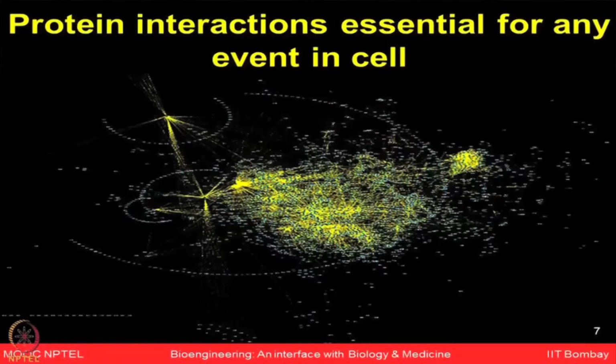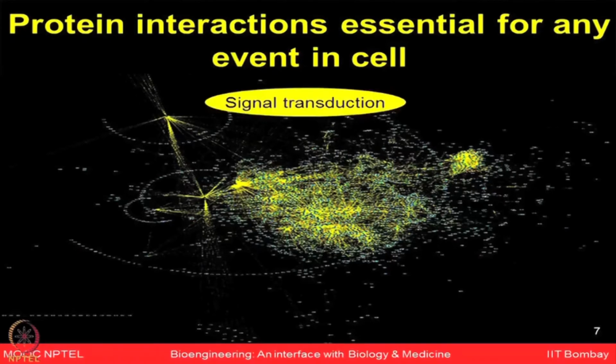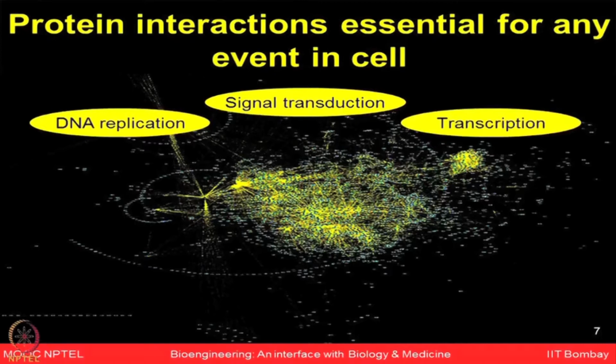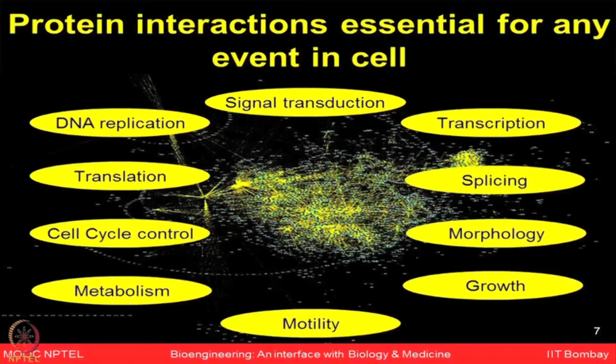So, protein interactions, as we have been discussing, are quite crucial for any event which is happening in the cell, whether you term it signal transduction, DNA transcription, translation, even the replication process, cell cycle control, various types of metabolic hubs, as well as the morphology and the splicing, the growth of individuals, motility. Many of these things are involved. Many of these biological events actually depend on these biomolecular interaction events, especially protein-protein interactions, to happen.